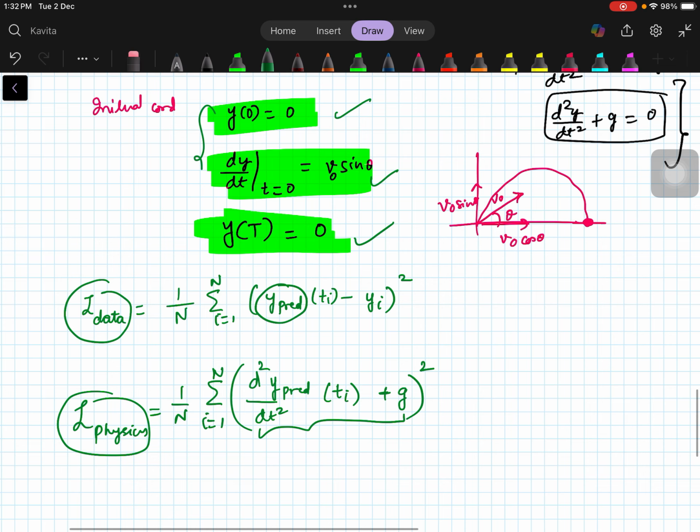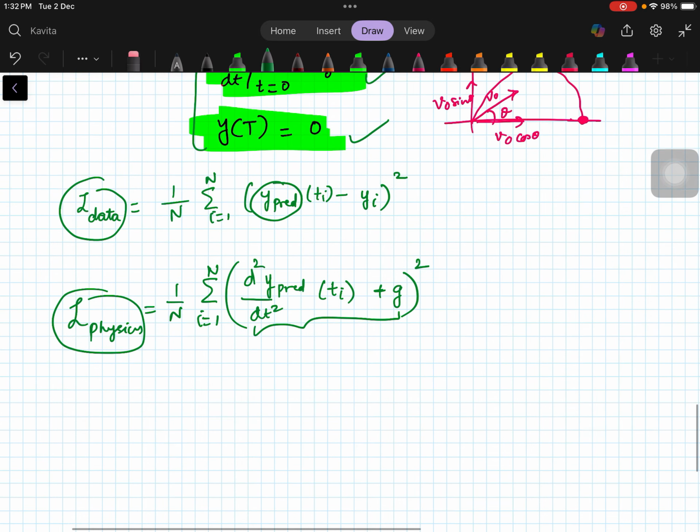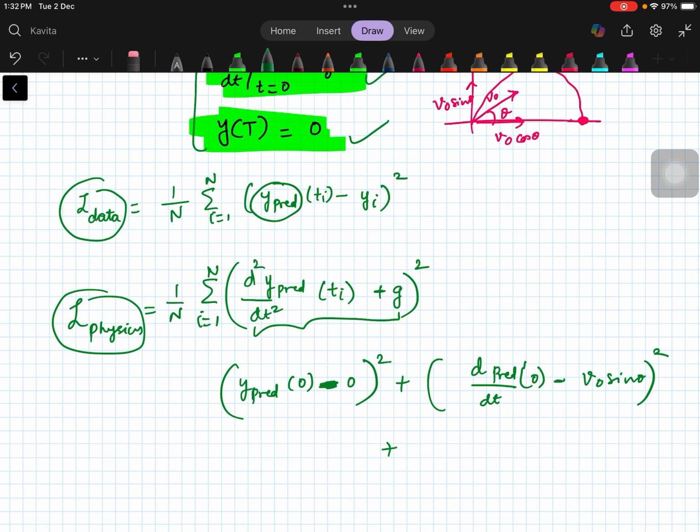But then I also want to satisfy the initial and boundary conditions. So I want my y predicted at 0 to be 0, so y predicted minus 0. Then the second condition: I want y predicted, if I take the derivative with respect to time at 0, to be v naught sin theta. Then I also want y predicted at the time capital T to be 0. All these errors I will add, i from 1 to n, and then I will do this.